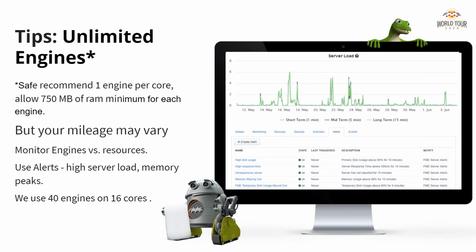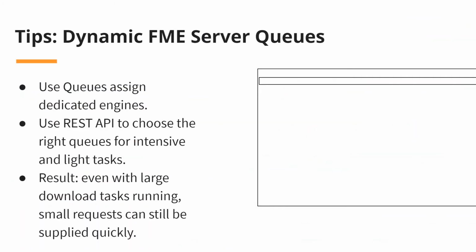So after a lot of monitoring, we got to a point where we were more comfortable with the number of engines we're using. At the moment, we've got 40 engines working on those 16 cores. But of course, we've always got alerts. So if the server load gets too crazy, or we have very high memory use, then we'll get notified, and we can act accordingly. But most of our workbenches are relatively light in terms of resource, so we can get away with having more engines.